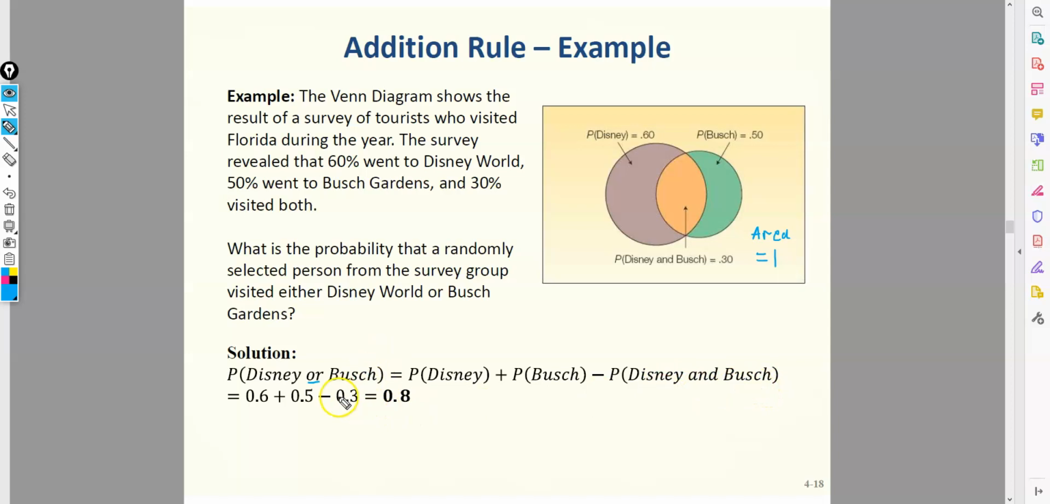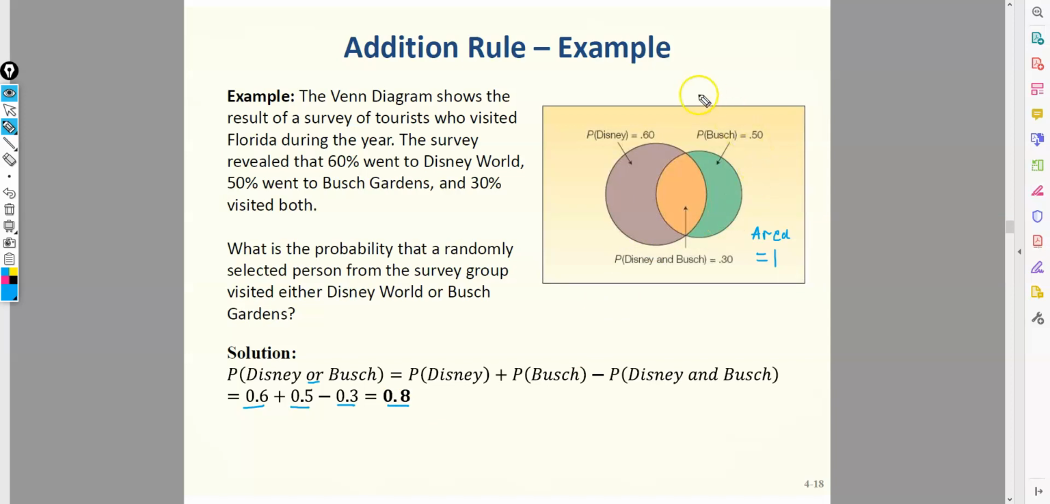And we simply enter our data that we have up here into this equation on the right hand side. So probability of Disney is 0.6, Busch Gardens is 0.5, and then we have to subtract off the probability of having visited both, which is 0.3, and we end up with 0.8. And that's our answer. It's as simple as that.